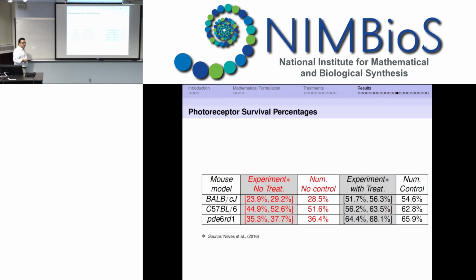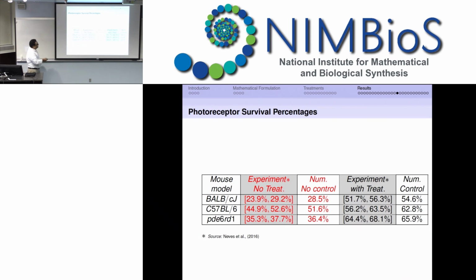This table summarizes all that. The columns that have been shaded in gray are intervals obtained from the lab experiments. And the third column and the fifth column are the rescues that we were obtaining numerically. So for instance, in the case of no treatment for this particular mass experiment, we were obtaining this rescue for the photoreceptors that landed inside that interval.